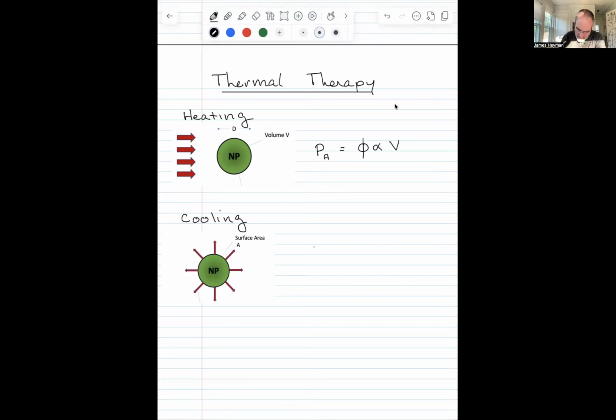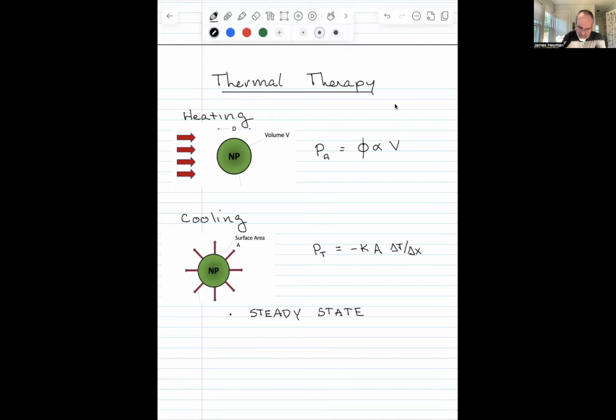On the other hand, the nanoparticles cool off by transferring heat to their surrounding tissue, and the power out is given by Fick's law: minus thermal conductivity times the surface area of the nanoparticle times dT/dx. It's driven by the thermal gradient, delta T, delta X. Once again, we'll find that we can discard a lot of the details when we analyze the problem to find a kind of scaling law.